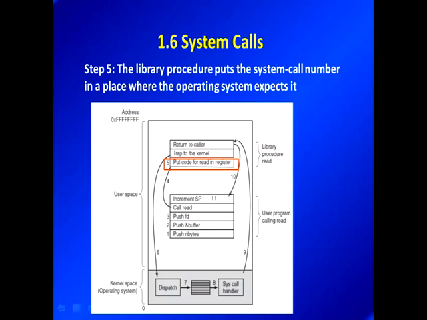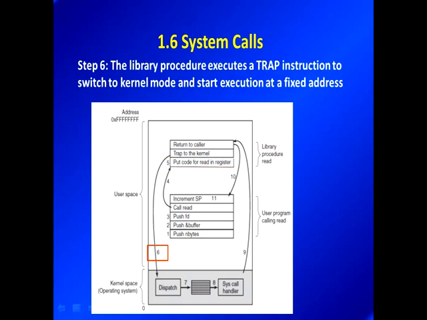And then the operating system will take charge of the rest of the operations, because after the library procedure puts the system call number into that fixed place, it's going to execute this special instruction called trap. We need to remember that any time we want to switch from the user mode to the kernel mode, for general application programs, you have to execute this trap instruction to finish this switch.